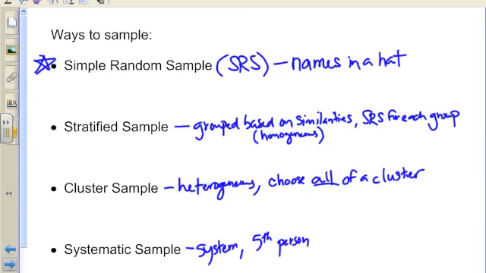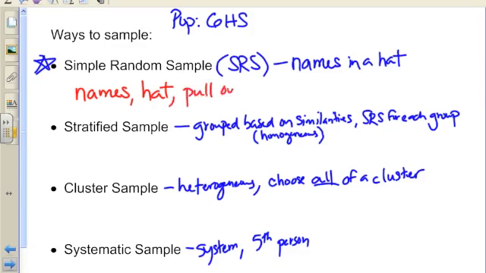All right, so let's think about our high school. If our population was all the students at Granger High School, let's talk about how we would do each one of these samples. A simple random sample, I would get all the names of every student. I would put them in a hat. And then without looking, I'd mix up all the slips of paper and I'd pull some out. If I want a sample of 50, then I'd pull out 50 slips of paper. I'm not going to put them back. That way I'm getting new students every time.